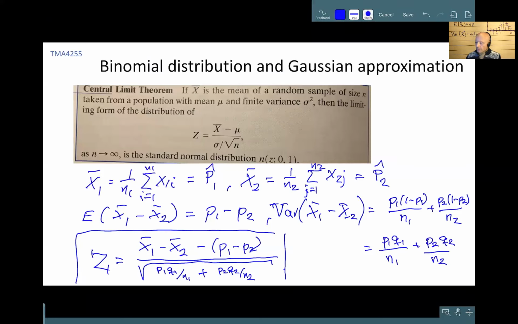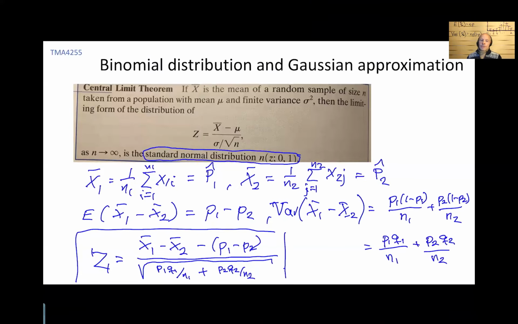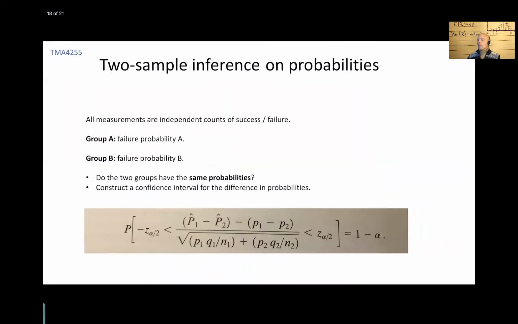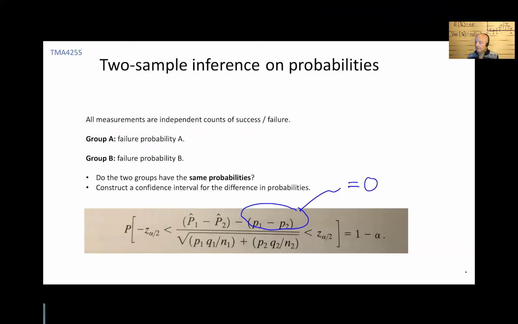Here the central limit theorem says as n goes to infinity, so that means when we get more and more samples in the populations, this will converge to a Gaussian distribution. And this is really nice because then we can use this to come up with confidence intervals or do hypothesis tests. In a hypothesis test, we would then say, okay, this difference is maybe 0. That's what we're hypothesizing.